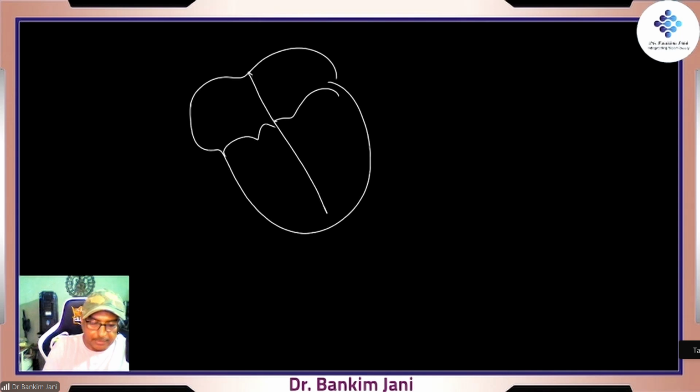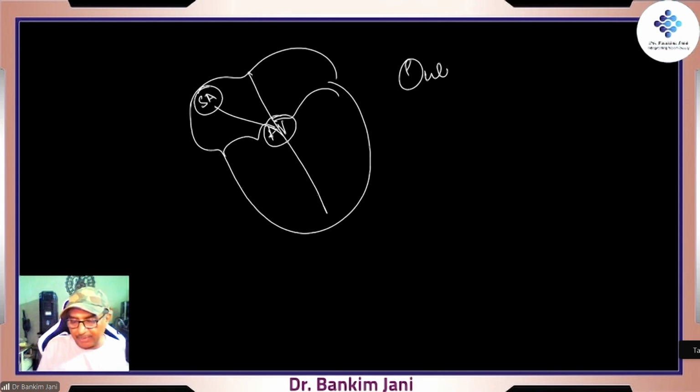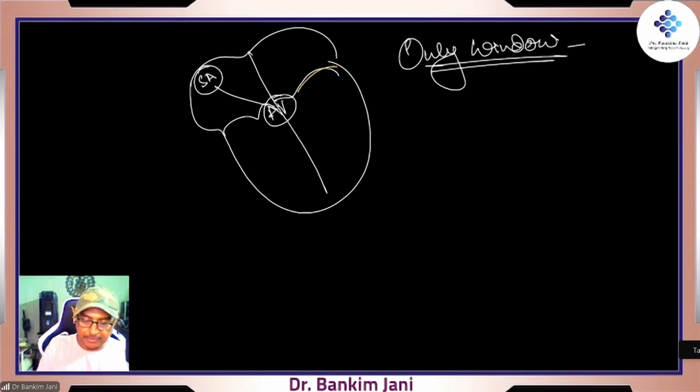This is the SA node and that's the AV node. From here, the entire game is between the SA node and the AV node. This SA node is prime, but the AV node is the only window between the upper heart and the lower heart. The rest is all very properly insulated. This is a fibrous ring, so no signal can go. As we complete the arrhythmias, we'll go to those conditions in which signals can leak out of this also. It can. So that would be the pathology.